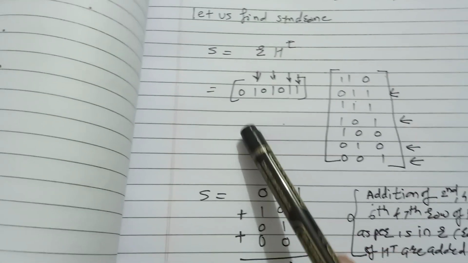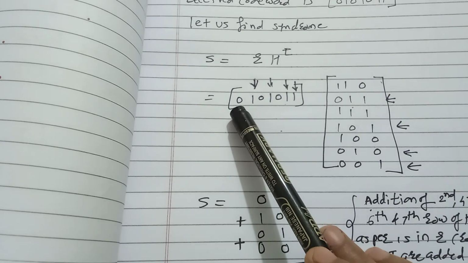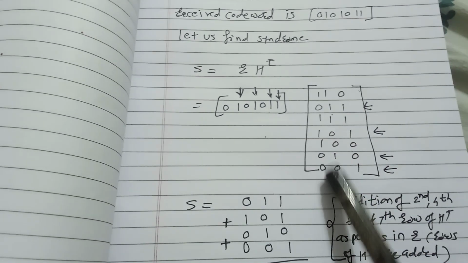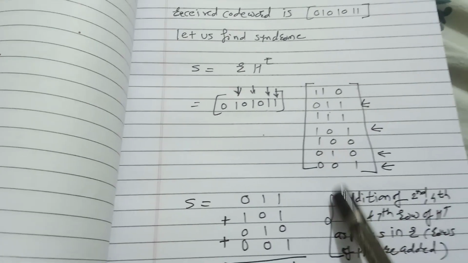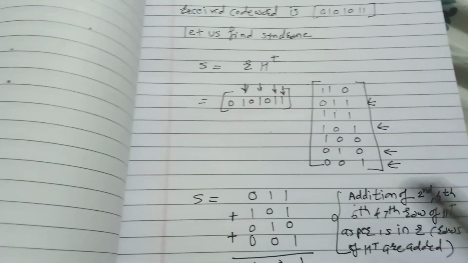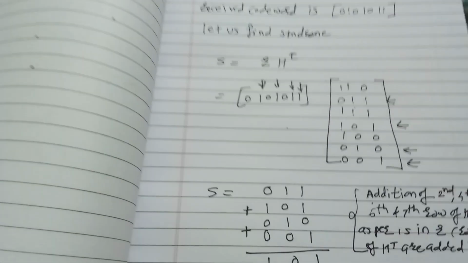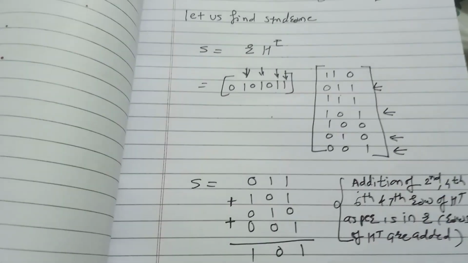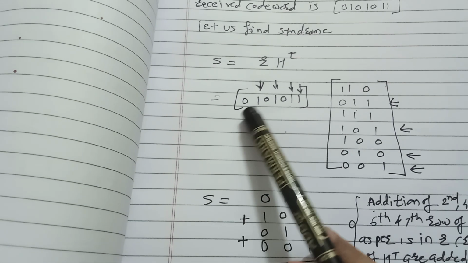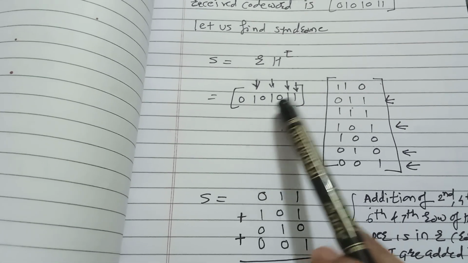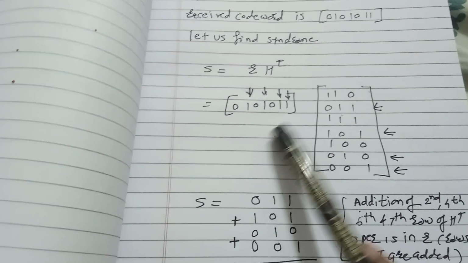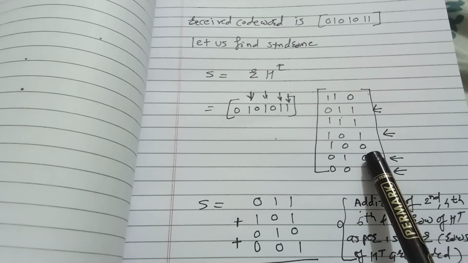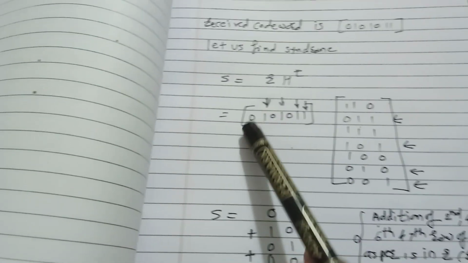Otherwise, if you do the multiplication, you have to take this one, then multiply with this column, then this row, this column, then this row and this column. This will take time. So this is the simple way to do the multiplication. So where we were, we have noted down the ones in R, and accordingly we have marked the rows of HT. After that this has no role.